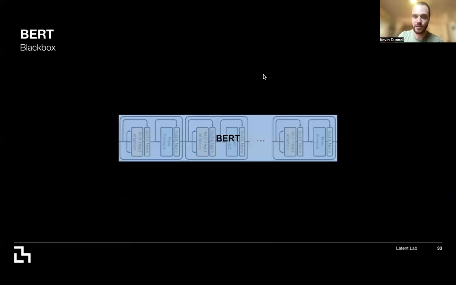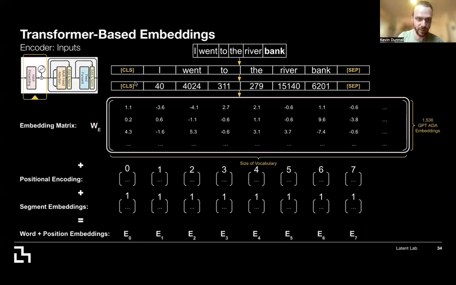And so now, with this knowledge of tokens, we're going to open up the black box of BERT. We're going to step through one encoder block of BERT and see how we get to essentially a full sentence embedding for the sentence that we're passing through. So we start with this sentence, I went to the riverbank. We then break it up into different tokens and append the classification and separator tokens.